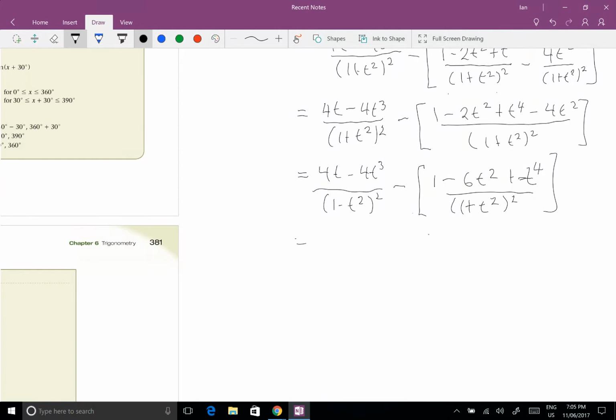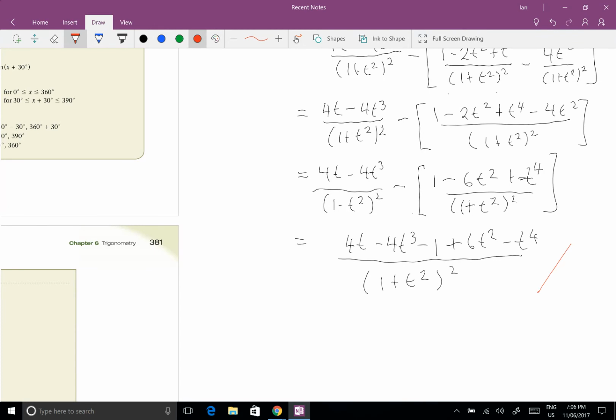So now we'll pull out that parentheses and we'll have a common denominator, so that's pretty easy. So our denominator is 1 plus t squared all squared, and I get 4t minus 4t cubed minus 1, minus 6t becomes plus 6t squared, minus plus t to the 4 becomes minus t to the 4. And that's it.